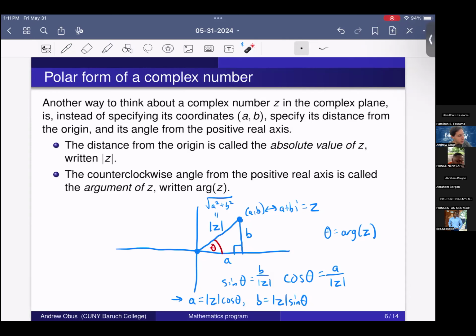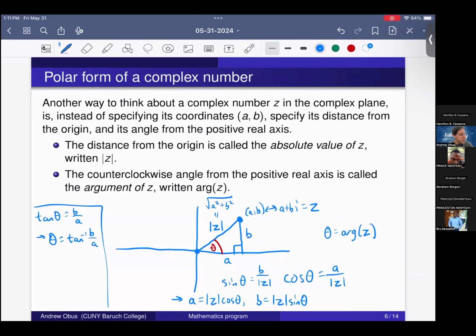And in particular, how do I get the argument? Well, let me write this over here. I also have that tangent of theta is equal to b over a. So if I want to know what theta is, I can use the inverse trig functions, which we spent time talking about, and that tells us that theta is the inverse tangent of b over a.